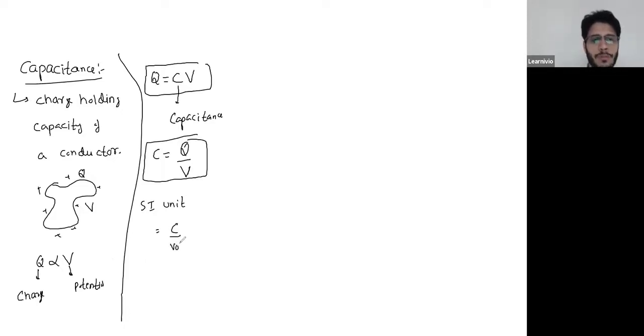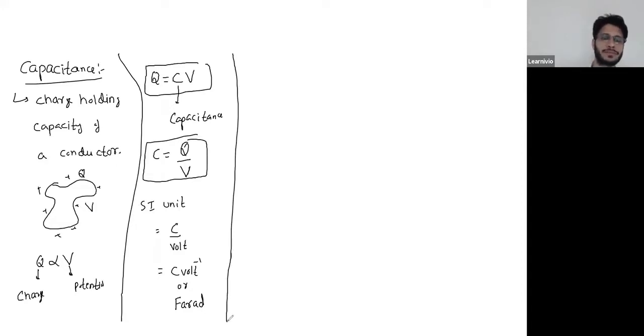So it's coulomb divided by volt, so it should be coulomb volt inverse. That's the SI unit, which is known as farad. But farad is a very big unit. A capacitance of 1 farad is very, very large. Usually in calculations, you use comparatively smaller units like millifarad. 1 millifarad means 10 raised to the power minus 3 farad.